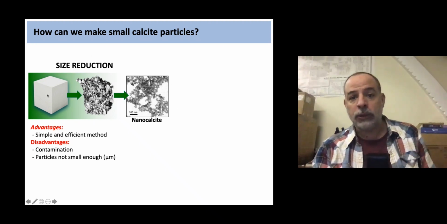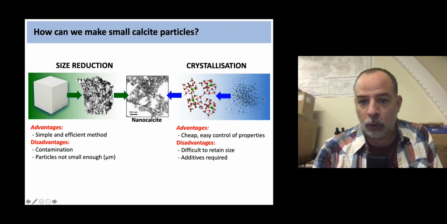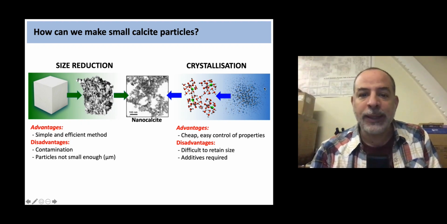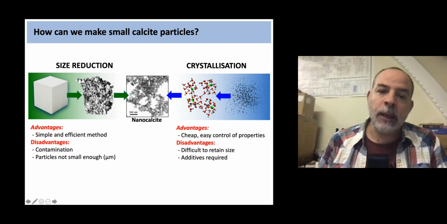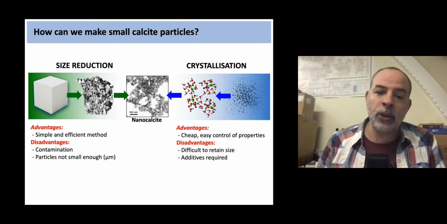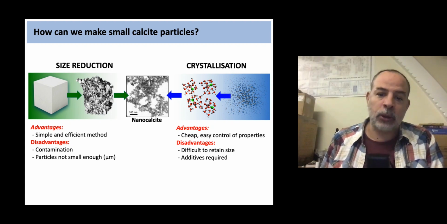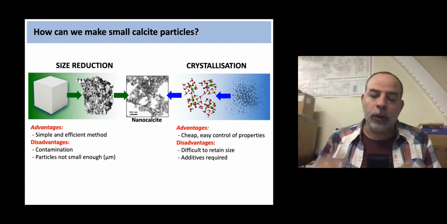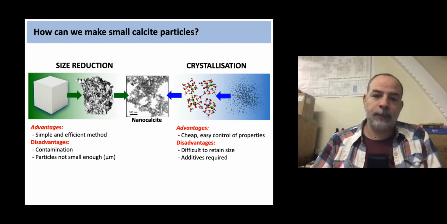Another method is the opposite, to crystallize calcite from solution. And yes, we can go in this direction, but usually the problem is that when we crystallize calcite, we produce crystals which are bigger than nano. We produce microcrystals. And if we want to produce nanocrystals, what we have to do is to use additives, organics or inorganics, that will prevent growth of this mineral. Okay? Because otherwise it's very difficult to retain the size.